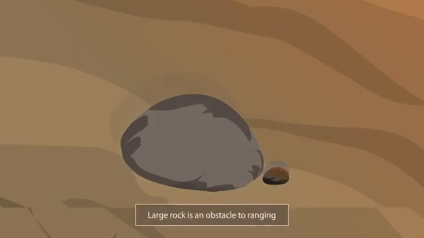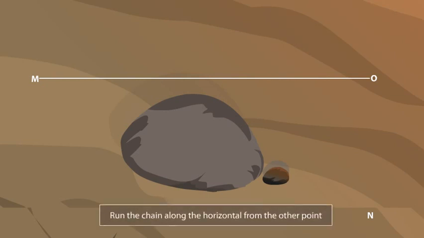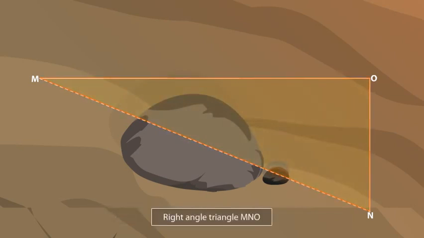Now, take a look at the points M and N. There is a large rock between them, so ranging cannot be carried out. But you can run a chain along the horizontal from M towards N up to the point directly opposite N, which is O. After that, run the chain from N to O. In this way, you obtain a right-angled triangle MNO. As MN is the hypotenuse of the triangle, you can calculate its length with the formula MN = √(MO² + ON²).